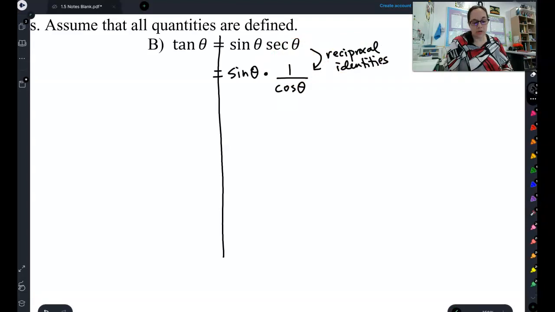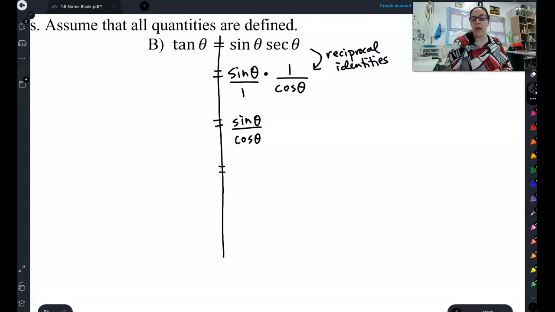Now I can use some algebra. This is just multiplying across. So the sine times 1 gives me sine of theta. 1 times cosine gives me cosine theta. Now, if you stop here, you will lose points. You're not done. You haven't shown that this side equals this side. They're not exactly the same thing yet.